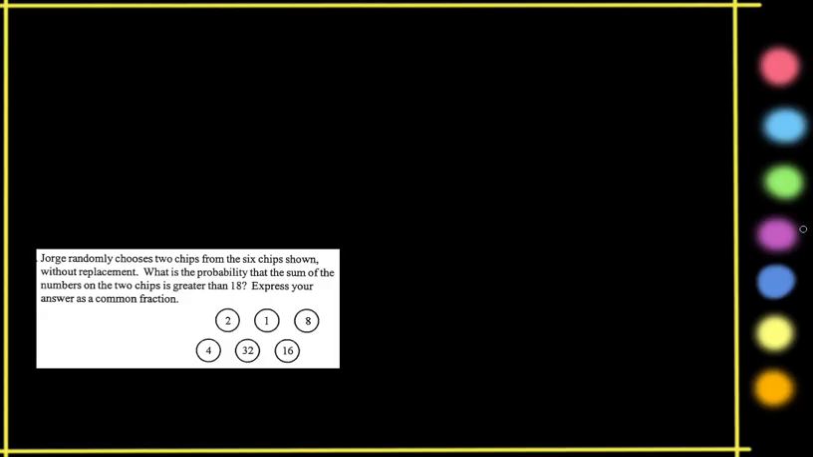Let's go ahead and move on to this one. This one says Jorge randomly chooses 2 chips from the 6 chips shown without replacement. What is the probability that the sum of the numbers on the 2 chips is greater than 18? Express your answer as a common fraction.